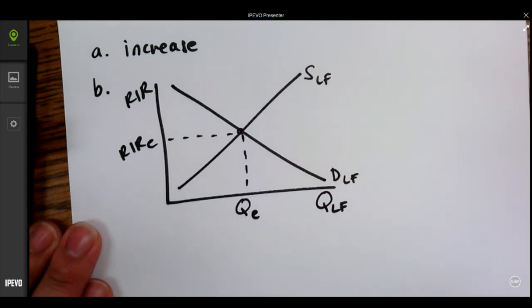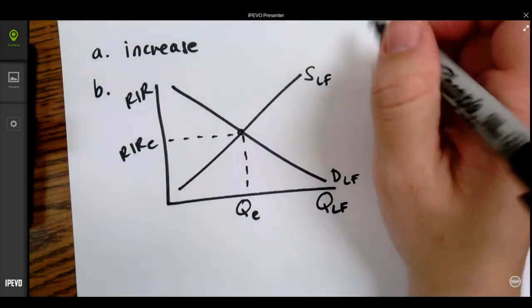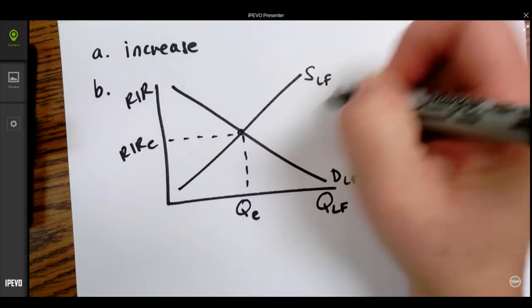Now we have to do what we said in part A. So national savings have increased. Please remember, who are the savers? Who are the people that are putting money away in banks? Households and businesses. So households and businesses are putting away money, they're savers.